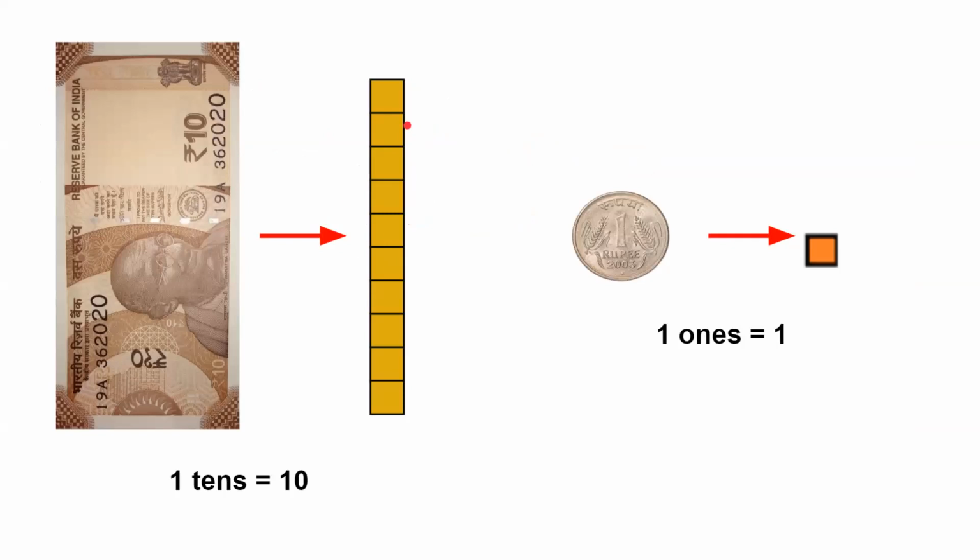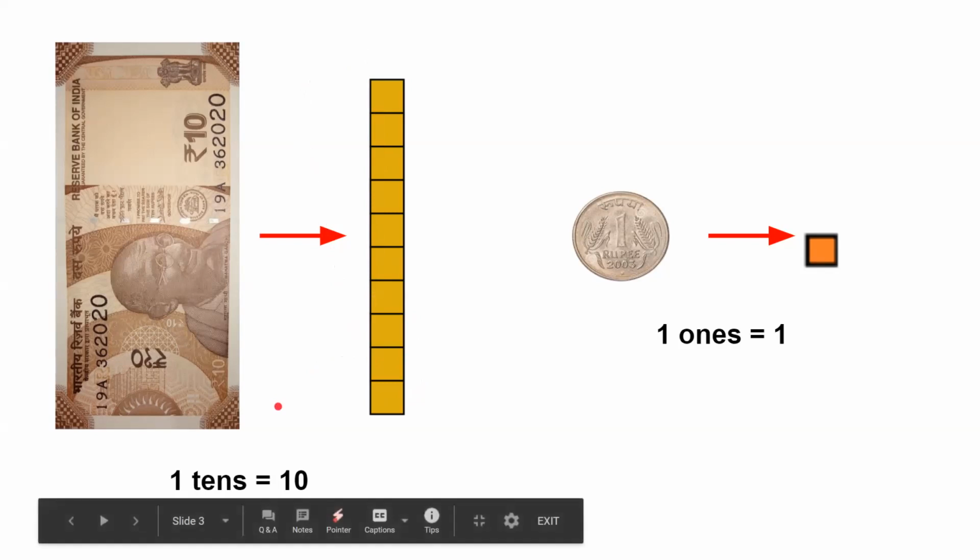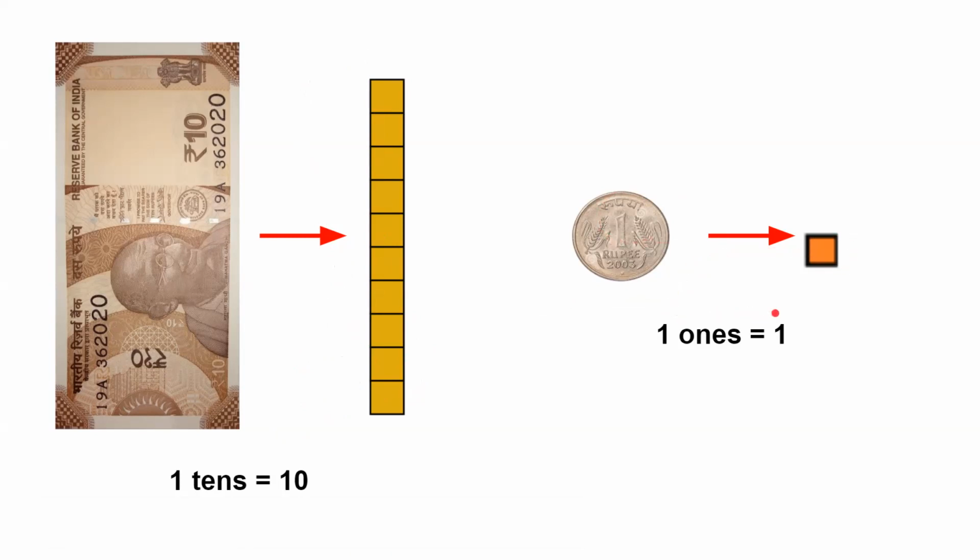Now we are going to show this 10 rupee note with this 10 block so that it is easy for us to draw. So let us count how many boxes are there in this block. 1, 2, 3, 4, 5, 6, 7, 8, 9 and 10. Because there are 10 boxes, I call this a 10 block or 1 ten. 1 ten is equal to 10 small boxes or just 10. 1 rupee I will show with this one small box. 1 one is equal to 1. So one small box is equal to 1.